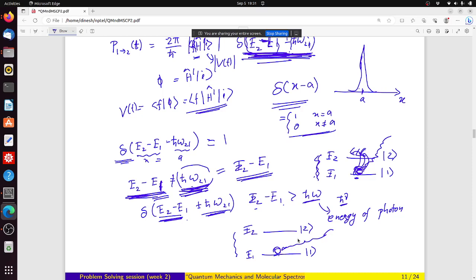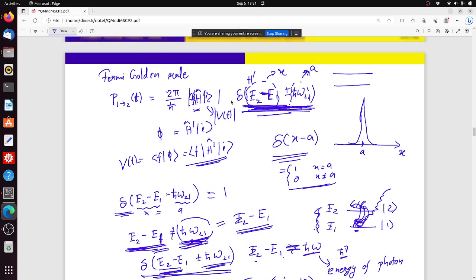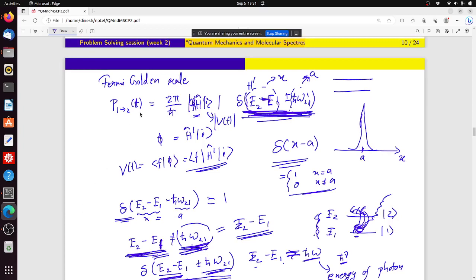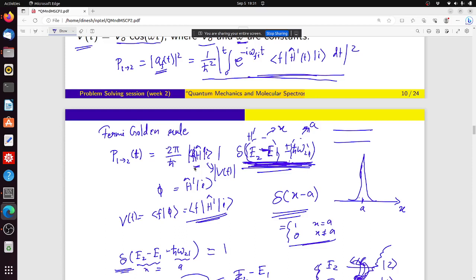So you have to give exactly h cross omega equal to E2 minus E1 energy to make the particle jump from here to here. So this Dirac delta function signifies the conservation of energy, right? According to Fermi golden rule, we just put the perturbation value here and take its mod square.